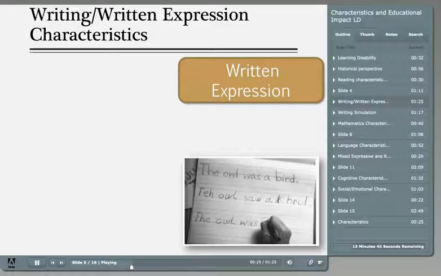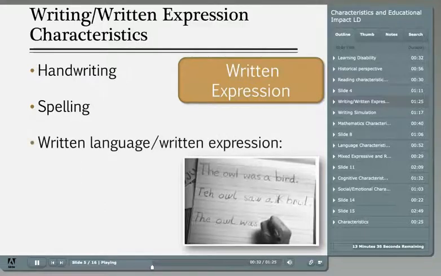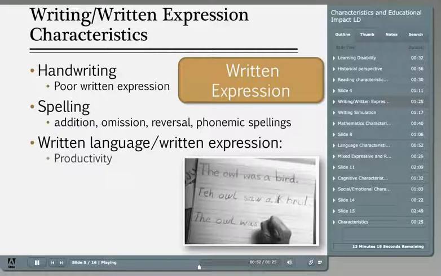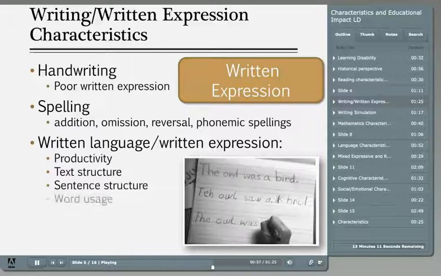Characteristics of writing difficulties can be broken down into 3 parts: handwriting, spelling, and written language or written expression. Students with handwriting difficulties may have poor written expression because they are focusing on the task of handwriting. Spelling issues can include addition of letters, omission of letters, reversals, and phonemic spellings of words that cannot be spelled phonemically. Difficulties with written expression or language may include productivity, text structure, sentence structure, word usage, and composition. This often ties in with reading difficulties.